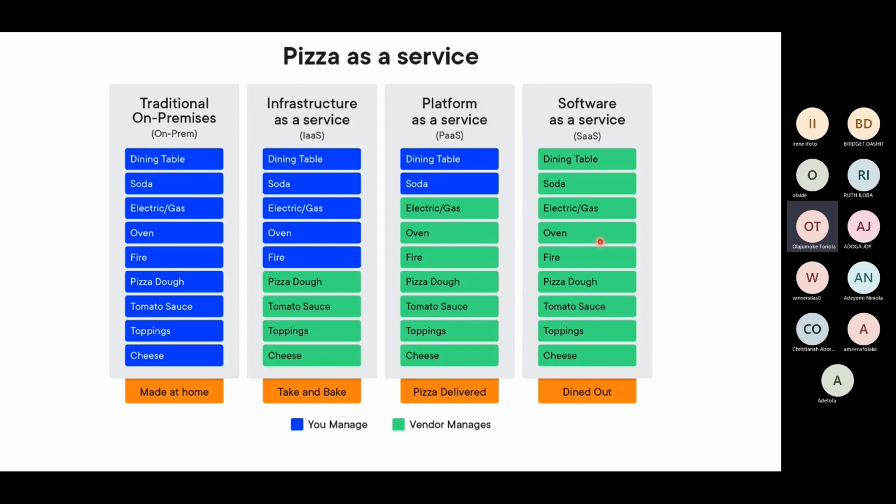Please, we need pizza. We need the medium. We need the drink. So the dining table, everything is supplied by Domino. So this is what software as a service is. I hope you can relate to it.